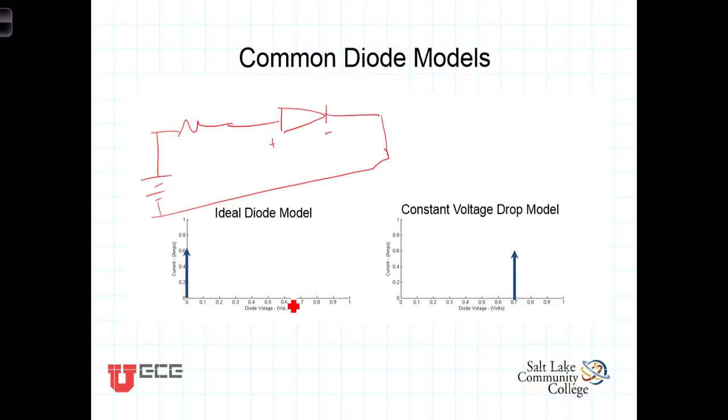We determine which of these two models to use by identifying how much accuracy we need. If we're looking just at a very qualitative understanding, just kind of what is happening, the ideal diode model is plenty adequate. If we're looking for a little bit better, actually wanting to do some current calculations, we may then choose to use the constant diode model. In future classes, when we actually get into simulating the diodes, we'll use that exponential relationship between voltage and current.